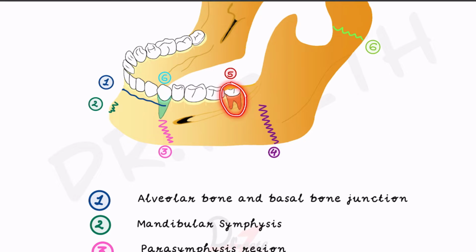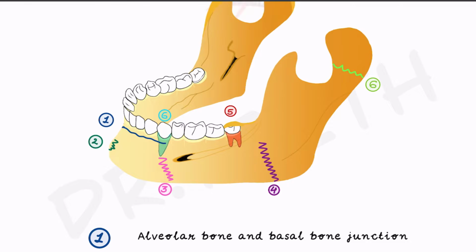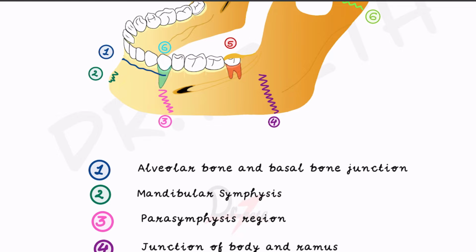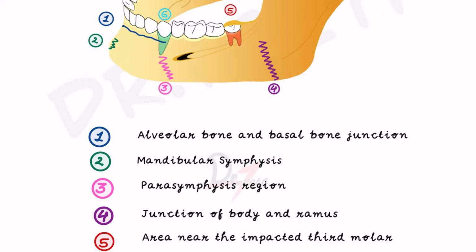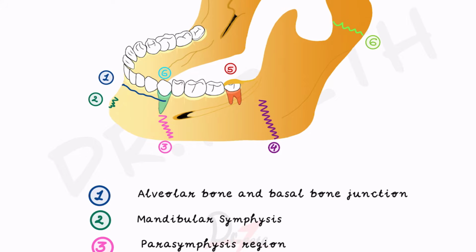Then if you have an impacted molar, that can also weaken the bone and lead to fracture. If the root of the canine is too long, then the same thing happens. The bone in that area will get weak and it will be prone to fracture. And also, if you see here, the neck of the condyle is also an area. So here I have mentioned all of them. These are the areas that are vulnerable to fracture.